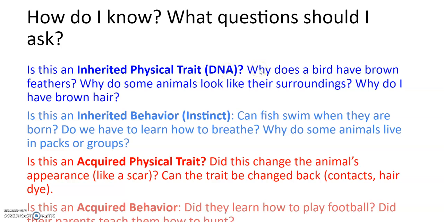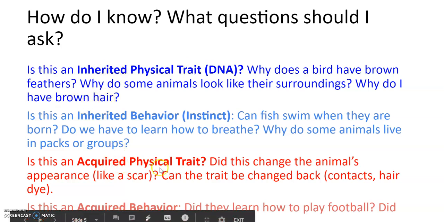I might ask, well, why does a bird have brown feathers? Why do some animals look like their surroundings? Are they born camouflaged? Why do I have brown hair? Did that come from my parents, or did I dye my hair brown? If it came from my parents, or my biological relatives, then it's a physical trait that's inherited. But if I dyed my hair brown, that's going to be an acquired physical trait.